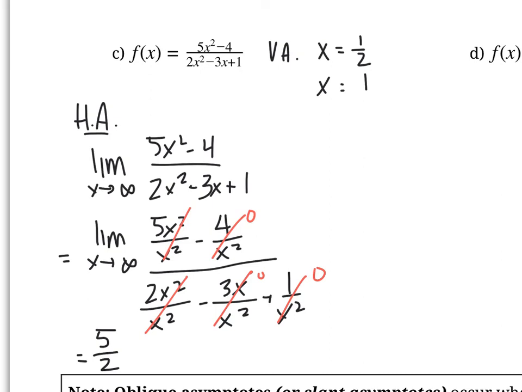And again, let's think about what happens as x approaches negative infinity. Well, nothing's going to be different. Essentially, those same terms are going to approach 0. So we can say that the horizontal asymptote has an equation of y equals 5 over 2.